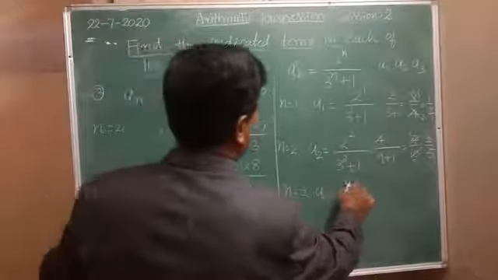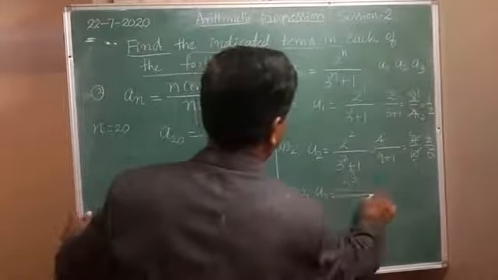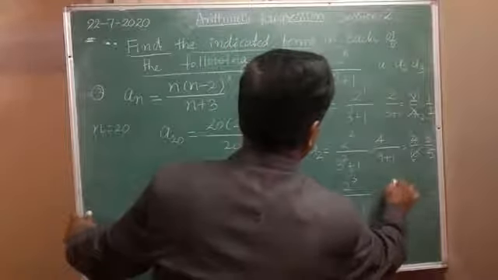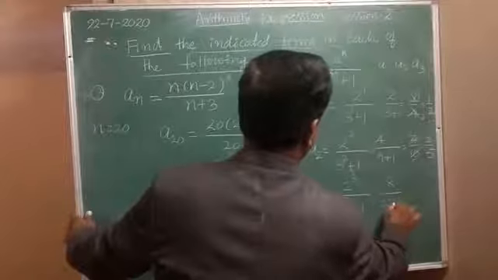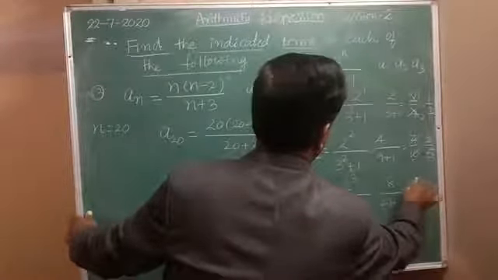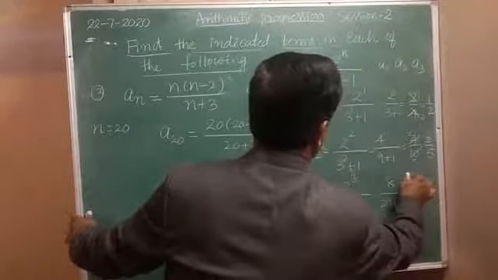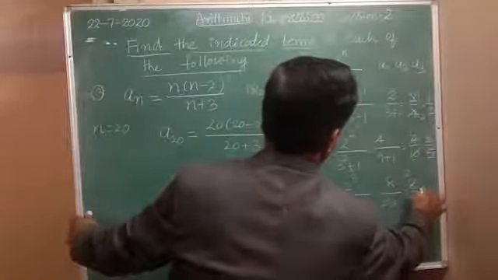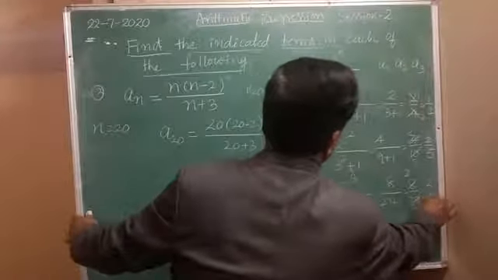A3 equals 2 to the power of 3 by 3 to the power of 3 plus 1. This is 8 by 27 plus 1, so 8 by 28. 4 2s are 8. 4 7s are 28. That is 2 by 7.